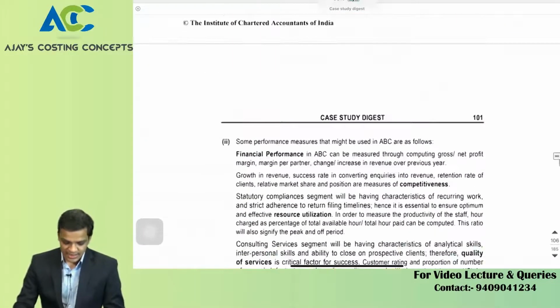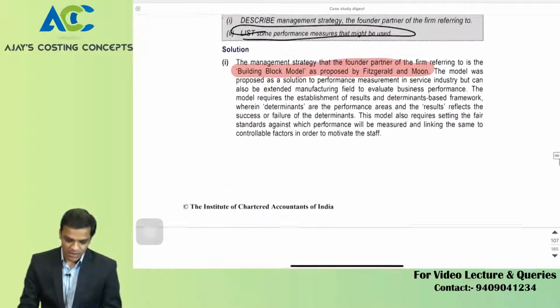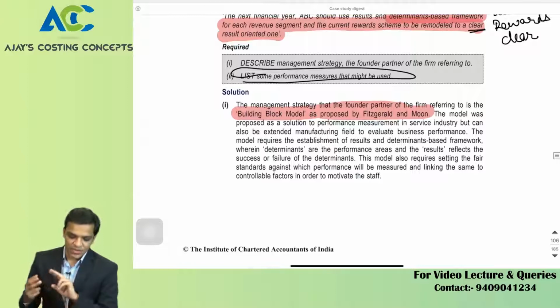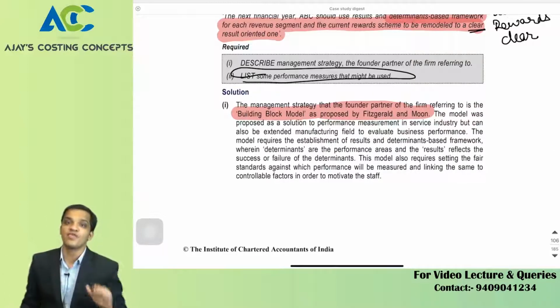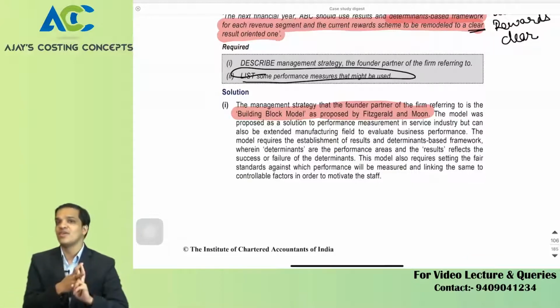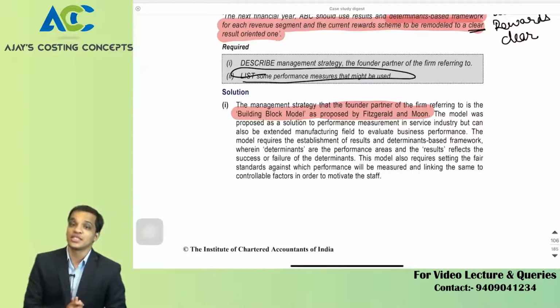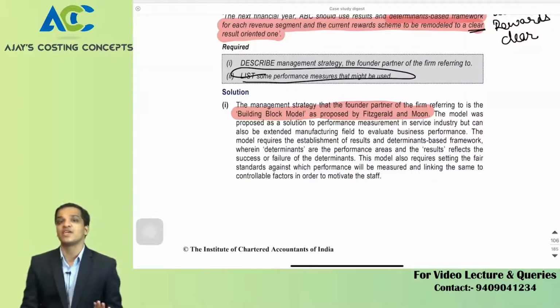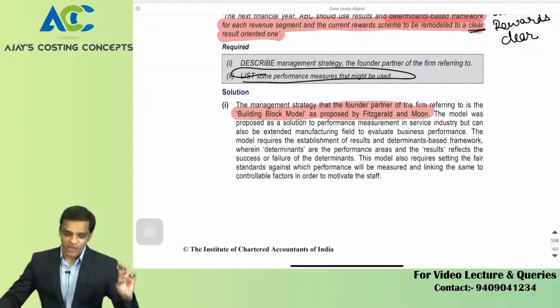Now the whole solution will cover why, which model you understand, which model you suggest, and what performance measures should be used. So what are the performance measures that should be used? What is your quality? What is your innovation? How flexible are you? What is your resource utilization? How effectively have you utilized the resources? Further, what should your rewards be? They should be clear, motivating and controllable, right?